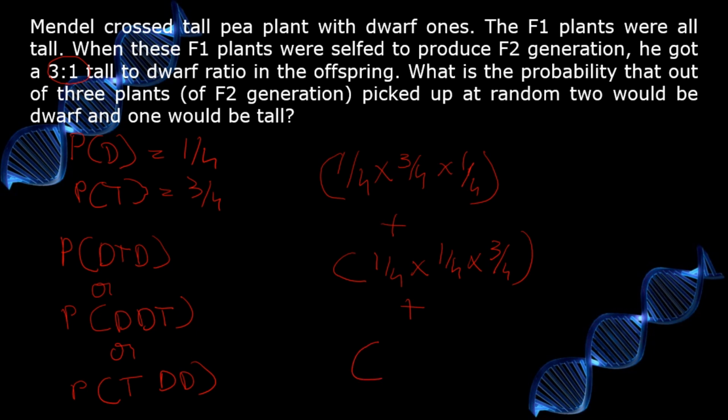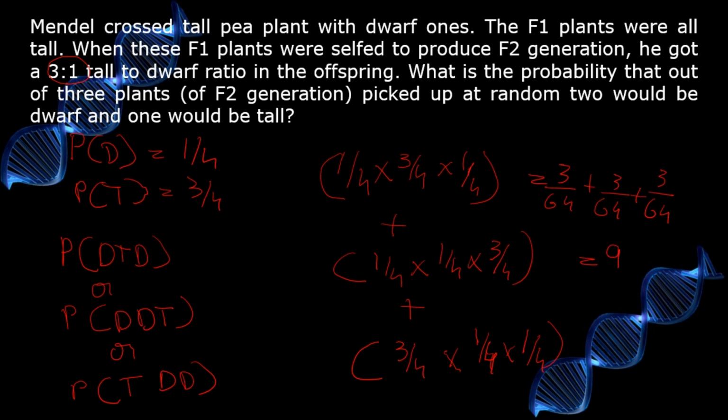Then the third one, tall condition 3 by 4 multiplied by 1 by 4 multiplied by 1 by 4. Okay, all this will be 3 by 64 plus 3 by 64 plus 3 by 64. So the probability of getting 2 dwarf out of 3 pulled from an F2 generation will be 9 by 64.